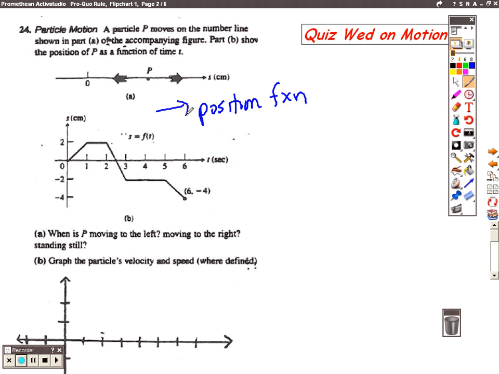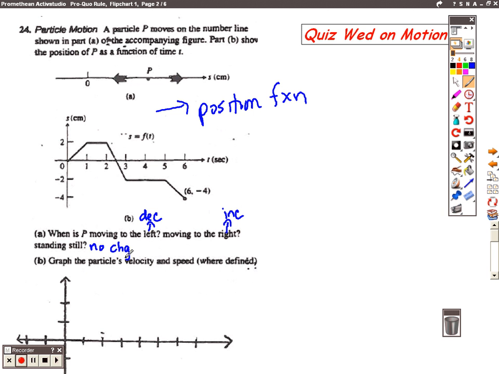Question A, when is P moving to the left and when is P moving to the right? Well, since this is a position function, whenever the function is decreasing, the particle is moving to the left, and whenever the function is increasing, the particle is moving to the right. And of course, when the particle is standing still, there's no change.